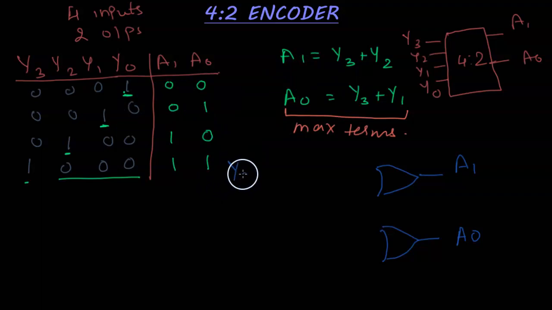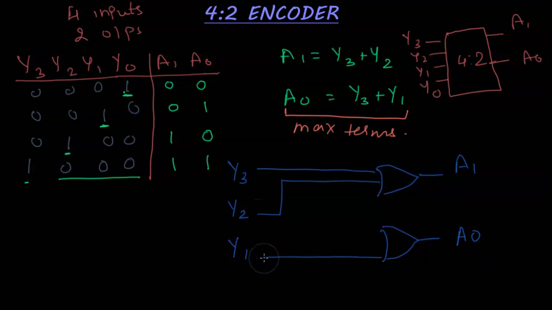So we have our inputs Y3, Y2 and Y1. Let's connect them. A1 is equal to Y3 plus Y2. So Y3 and Y2. And A0 is Y3 plus Y1. So we have Y1 and we have here Y3. And there we have it, the circuit diagram of a 4:2 encoder.